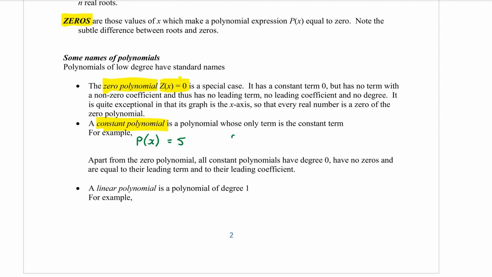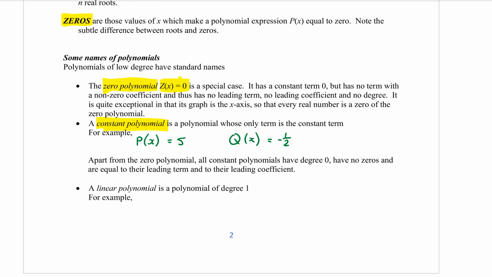Remember, you don't always have to use the p. You will be using different letters. You could also have fractions and minus signs in there as well. They would all be examples of a constant polynomial. Apart from the 0 polynomial, all constant polynomials have a degree of 0, but no zeros. No zeros meaning they're not going to intersect the x-axis because they're either above or below, aren't they? They're horizontal lines, because remember it said excluding the 0 polynomial. And they're equal to their leading coefficient.